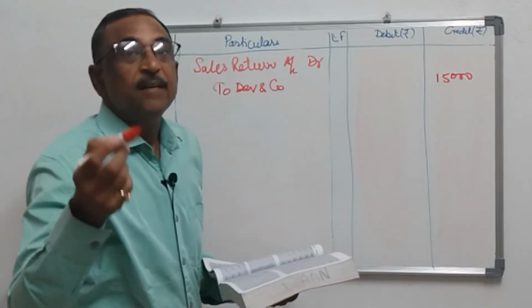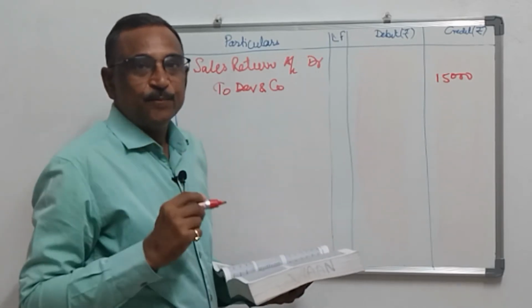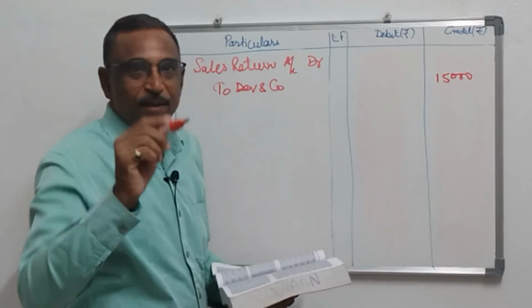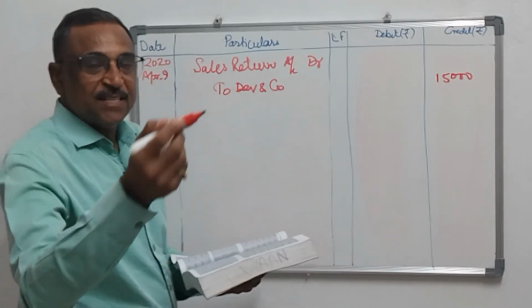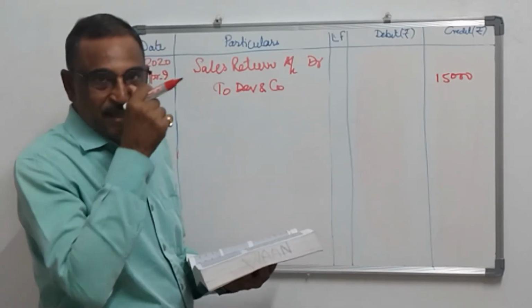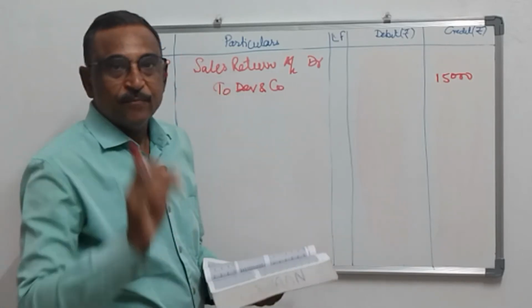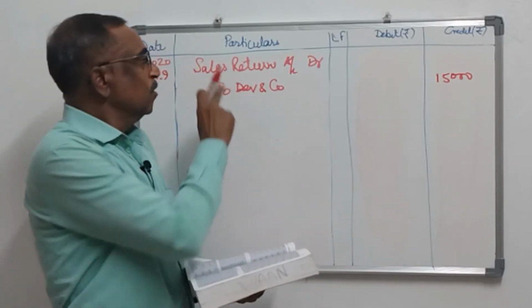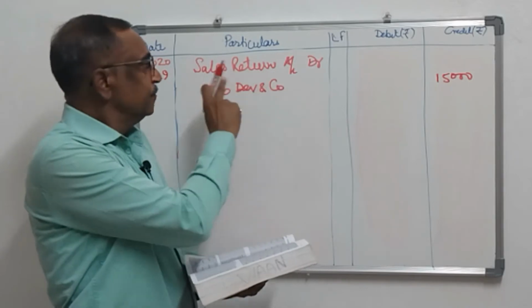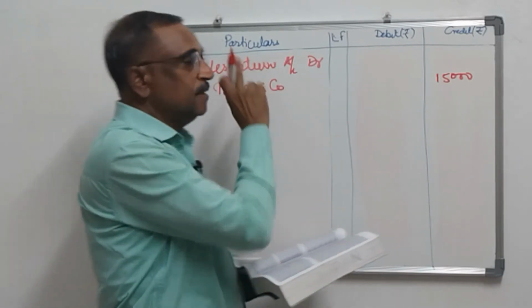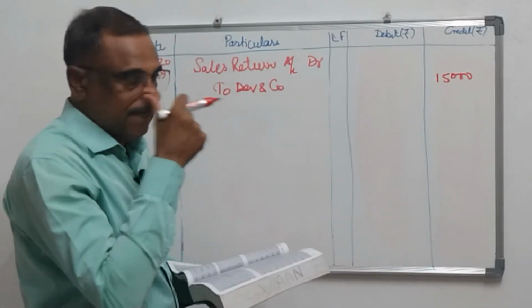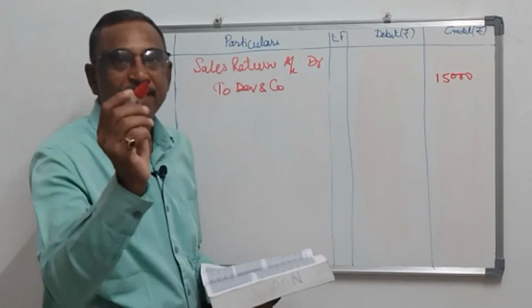Sales is your revenue. Revenue comes under? Yes, it comes under nominal account. Similarly, when the sales is coming back, your revenue is decreasing. That means it is a sort of expense. So you can say decrease or debit all the expenses and losses. So sales return account will be debited.